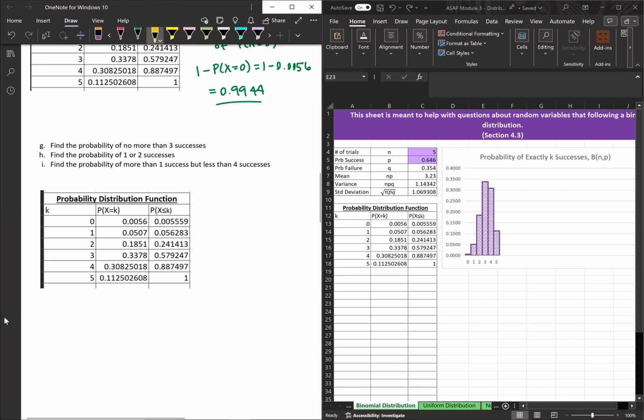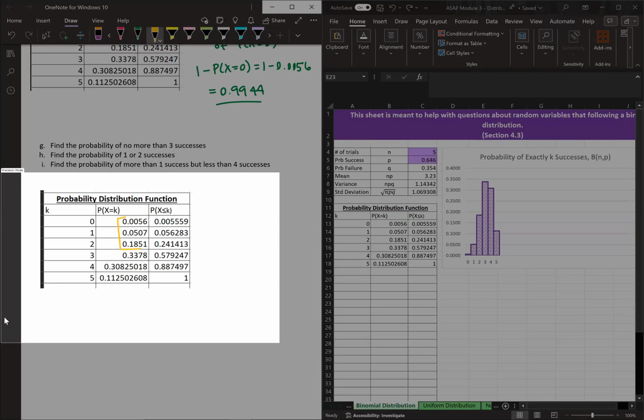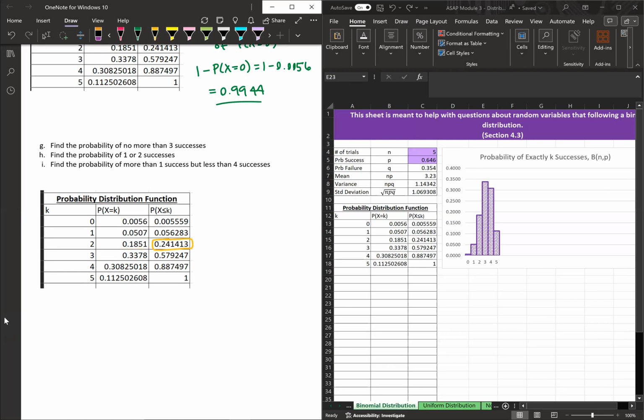For example, if you were to add up these 3 probabilities, 0.0056, 0.0507, 0.1851, what you would end up with is this sum right here. That's what this cumulative third column is for. It's saying if you add up everything that's happened up to this point, that's what you get. And we know that that is the meaning of cumulative probability, or in particular, we saw it as cumulative frequency or cumulative relative frequency. Same idea. All right, find the probability of no more than 3 successes.